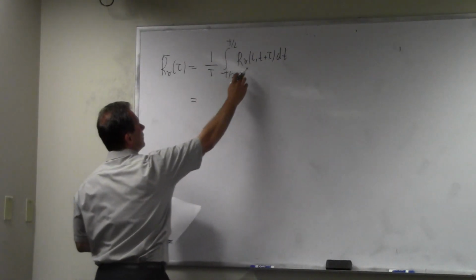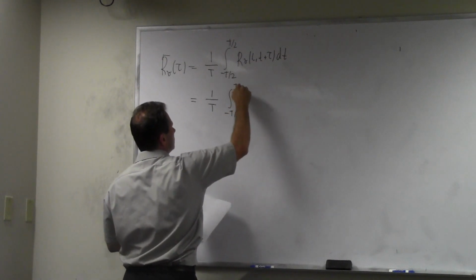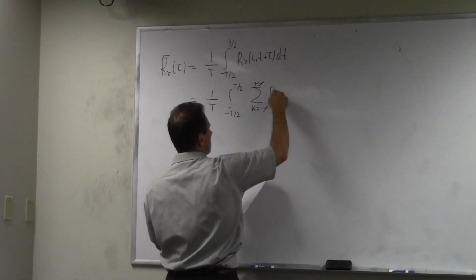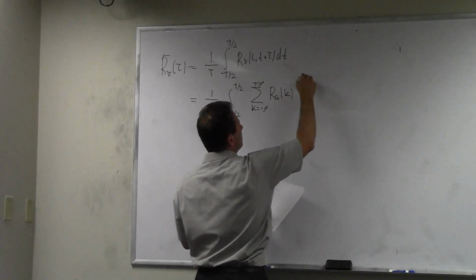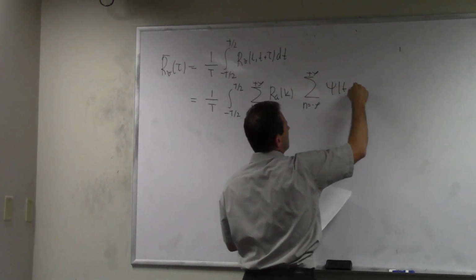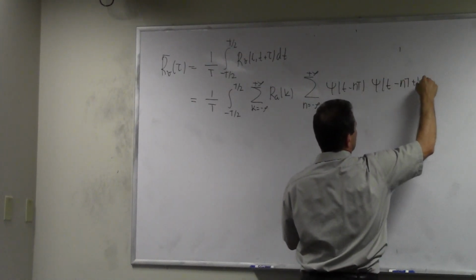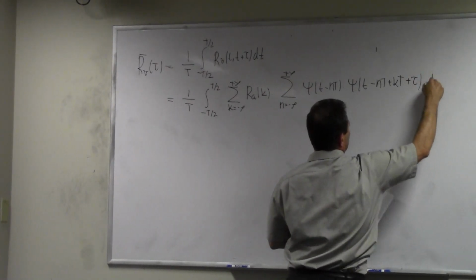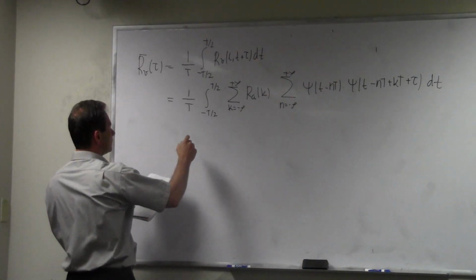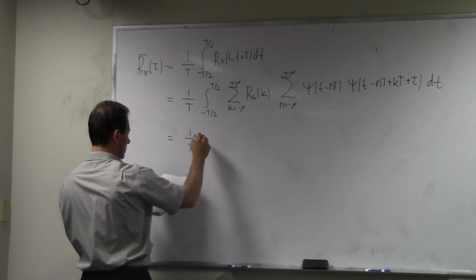So if I substitute what R_V of t plus tau is, this becomes 1 over T, integral from minus T over 2 to T over 2, sum k goes from minus infinity to plus infinity, R_a of k, and then I have the sum, when n goes from minus infinity to plus infinity, psi of t minus nT, psi of t minus nT plus kT plus tau dt. And this is equal to 1 over T. This guy can go outside because it doesn't depend on t at all.